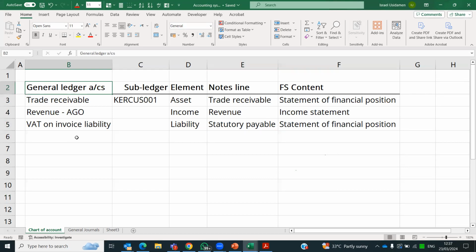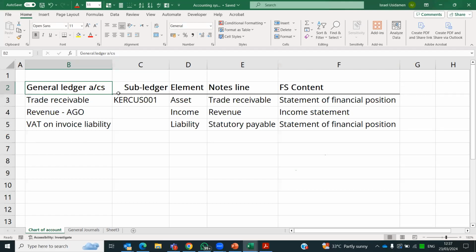So elements are the building block of chart of accounts. It is not necessarily the same as chart of accounts. Elements have been existing before chart of accounts. So I hope that clarifies it. It's the building block. It's the bucket for each type of transaction or event that may happen before you now go on naming specific general ledger accounts.